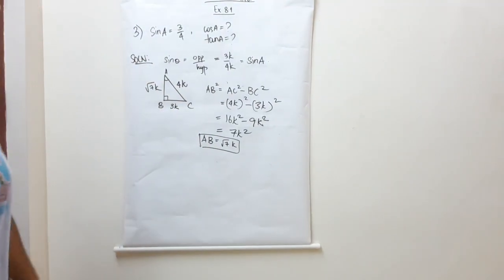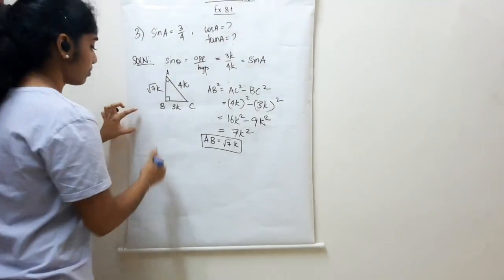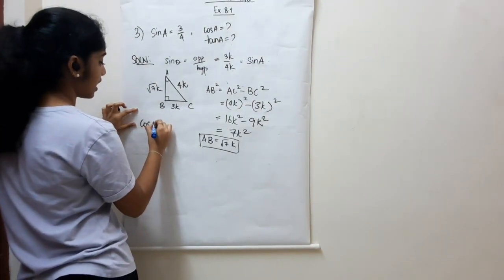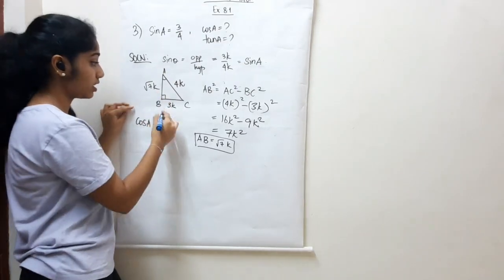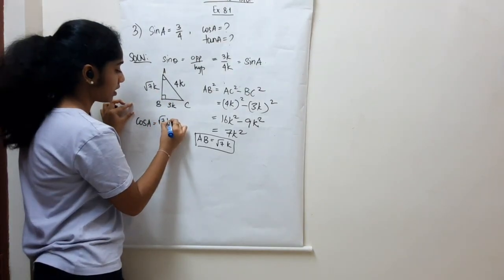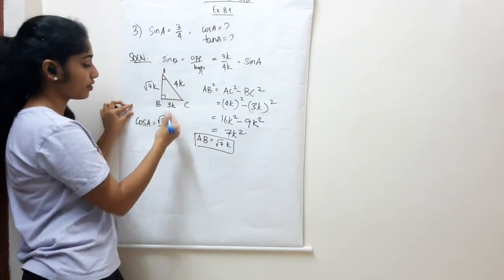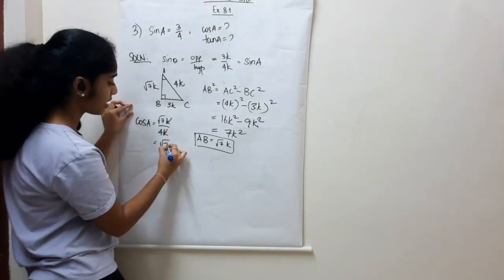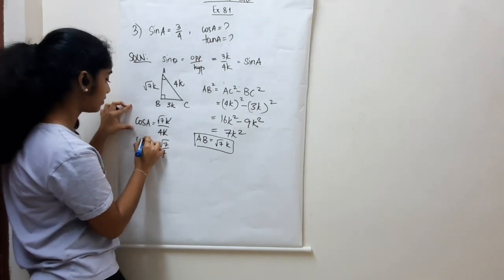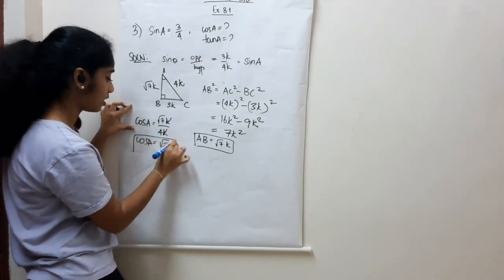So now we can easily find cos A and tan A. Like before, we know that cos A is adjacent by hypotenuse. So adjacent is root 7k and hypotenuse is 4k. So the k and k get cancelled, we get root 7 by 4, right? So this is cos A.